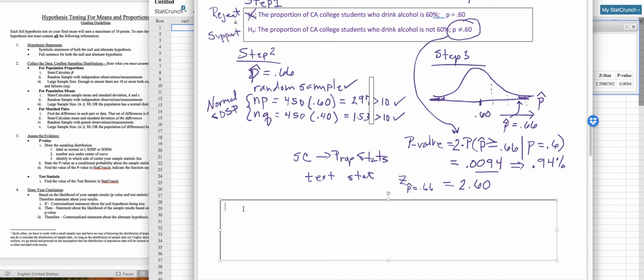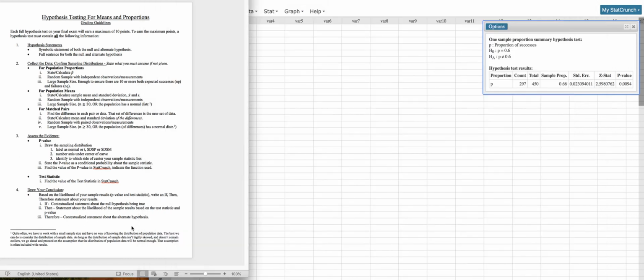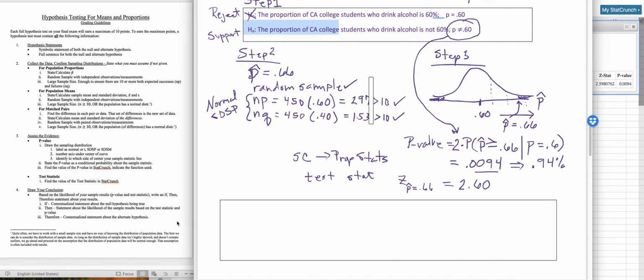Okay, we are working on step 4, our final conclusion. Let me get everything back here where you can see it. Okay, so this is what I have you writing here. An if, then, therefore statement, okay? So our if is really just our word sentence about the null hypothesis being true. We believe the null hypothesis is true all the way through this hypothesis test, right up until our therefore conclusion.